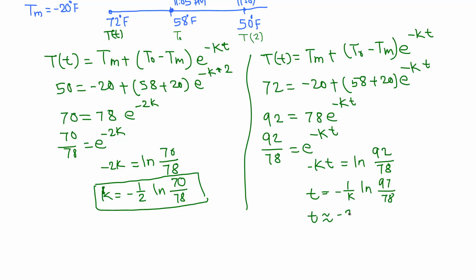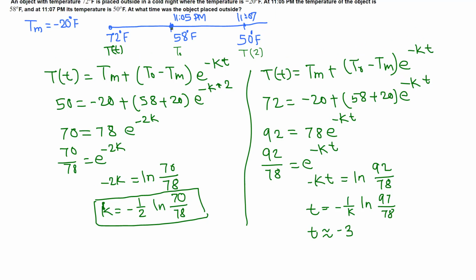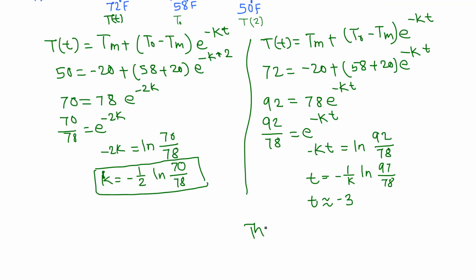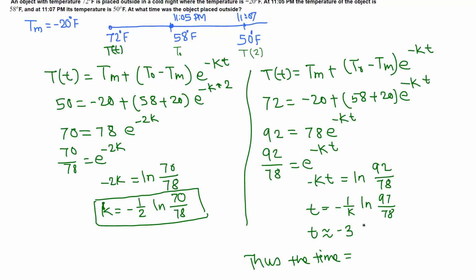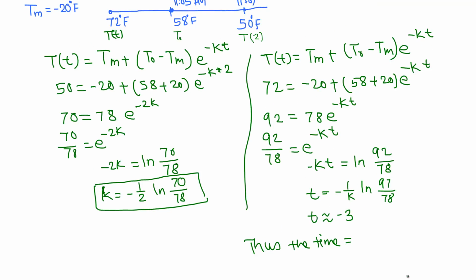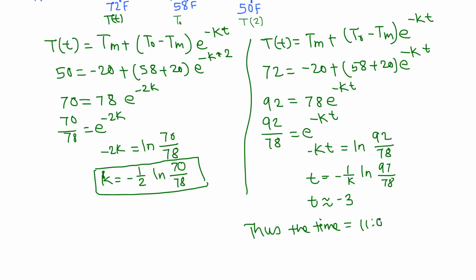about negative 3. That means this temperature happened 3 minutes earlier than 11:05. So the object was placed outside 3 minutes earlier, which means 11:02. Thus the time we are looking for is 11:05 minus 3, which means 11:02 p.m. Okay, final.